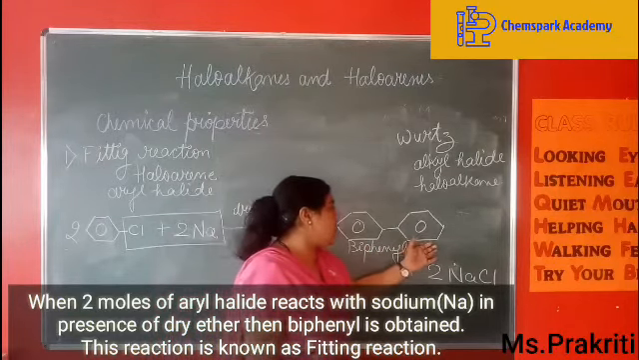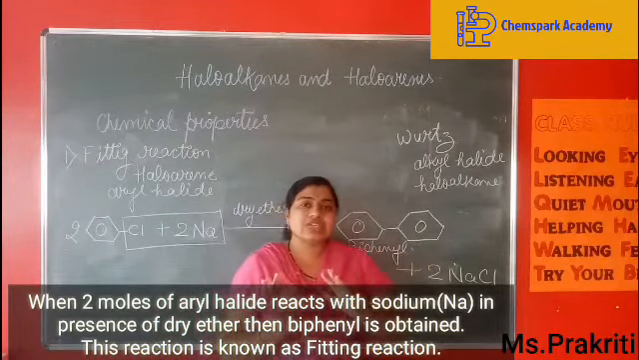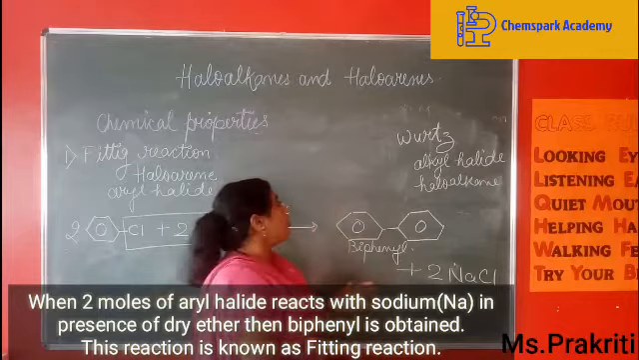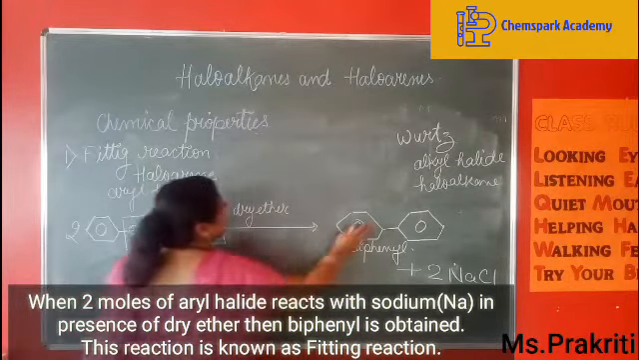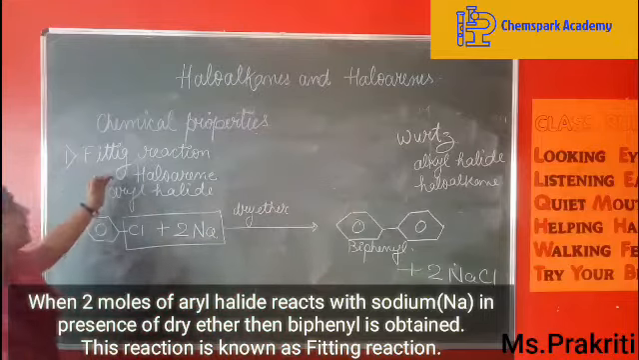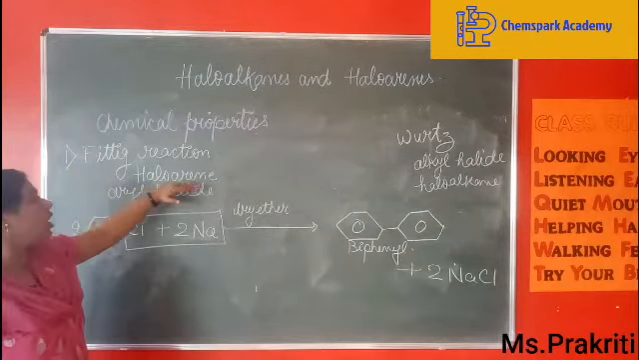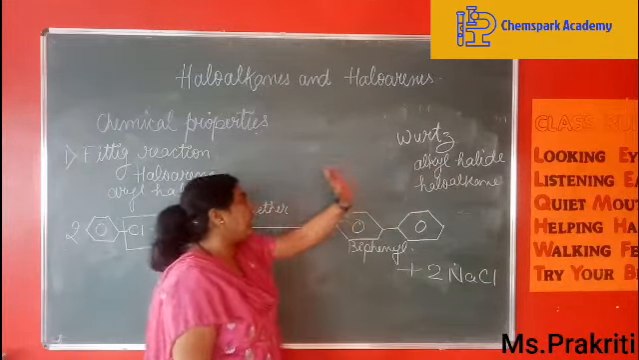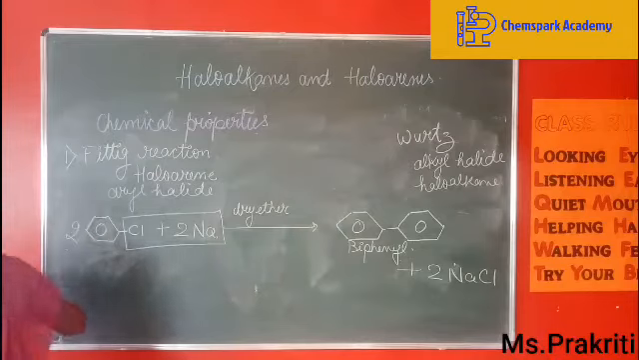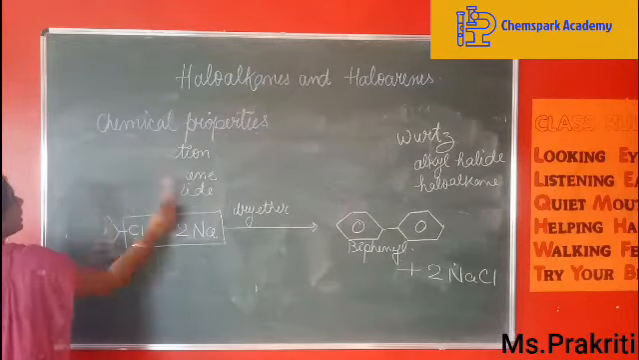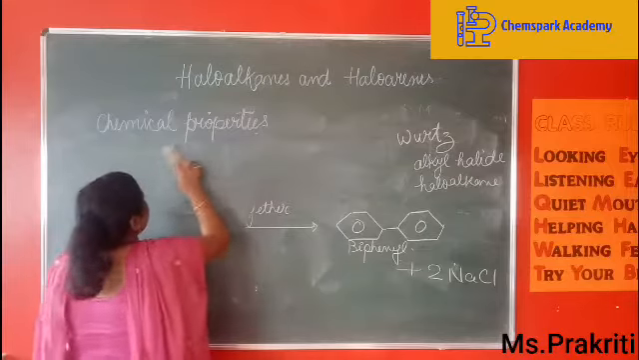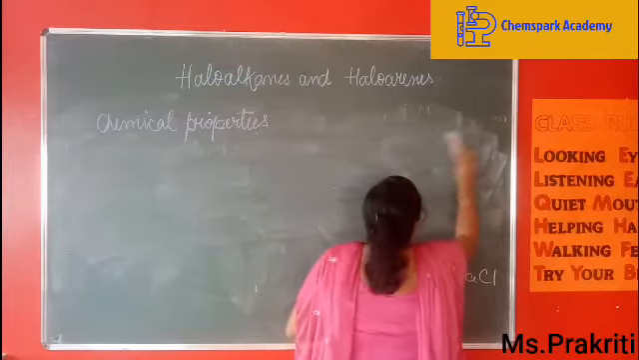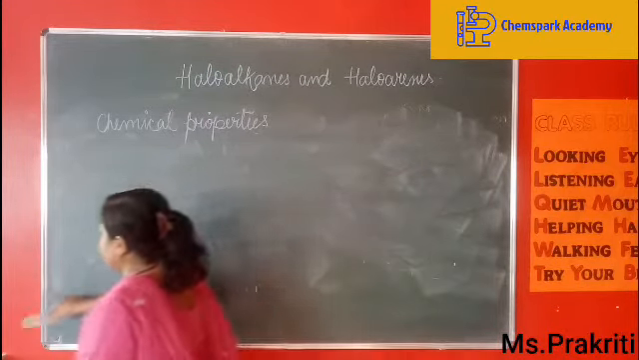Now also you can see that the number of carbon has just doubled from the reactant which we had taken here. So the basic difference between Fittig reaction and Wurtz reaction is that in the Fittig reaction we take haloarenes, whereas in Wurtz reaction we take haloalkanes or alkyl halides. The next reaction is a mix of these two. That is, the next reaction is the Wurtz-Fittig reaction.